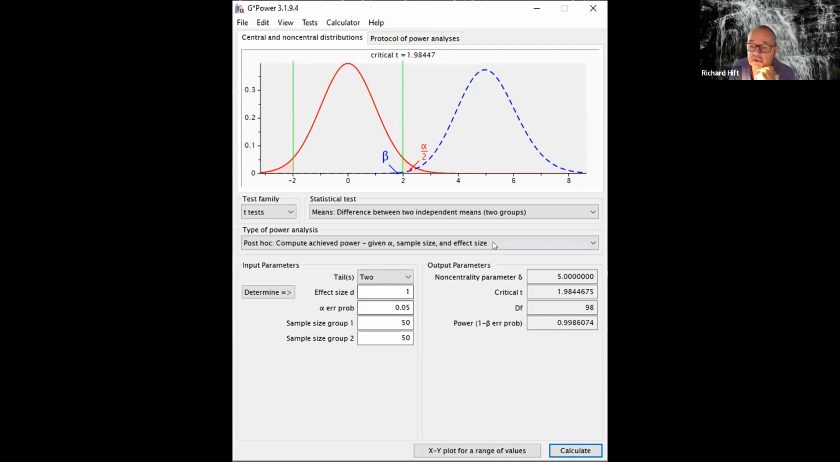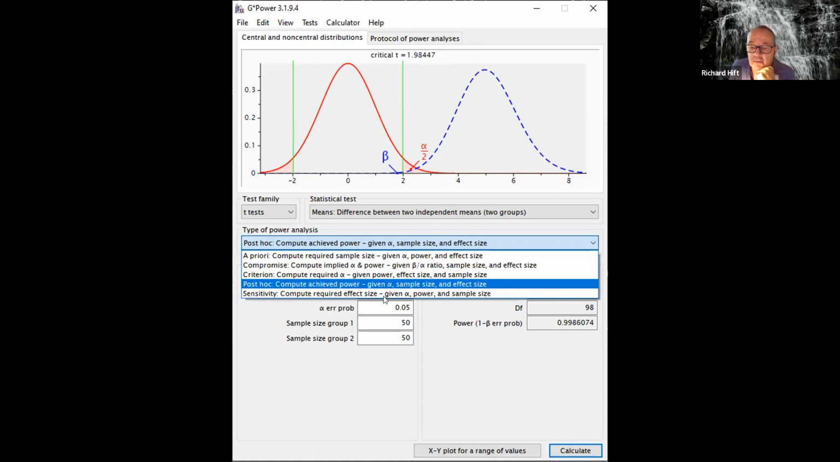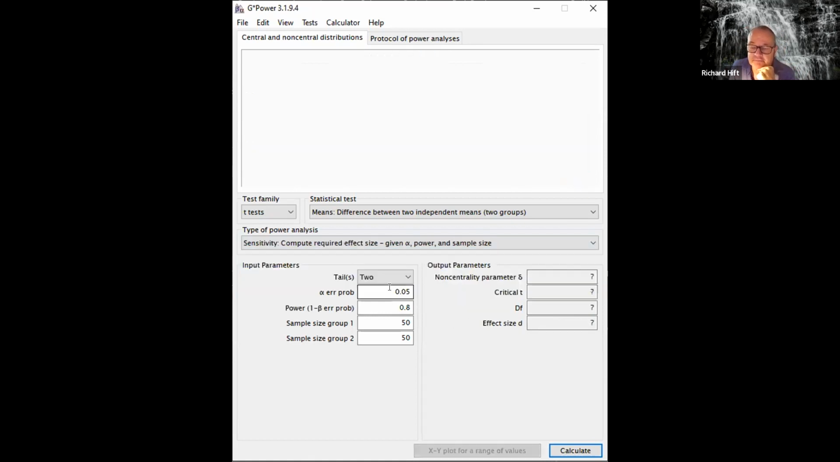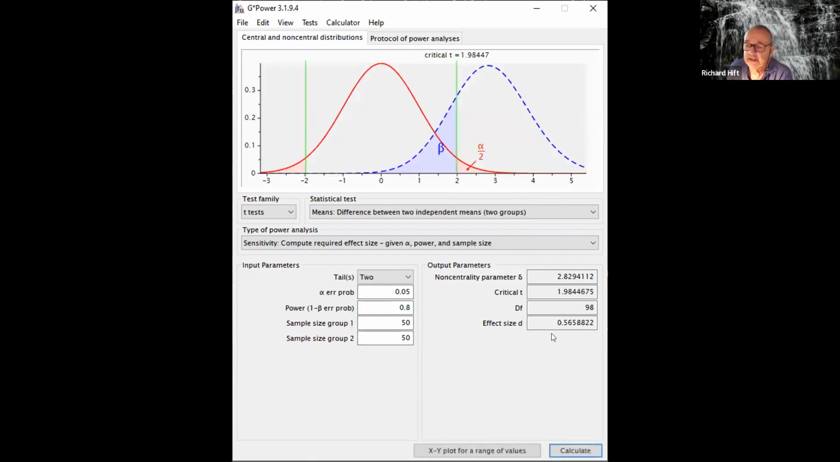And then to end off with, let's just look at it the third way round. Compute effect size. So again, you come to me and you say, I want a power of 0.8. I've got a sample size of 50 and 50. What difference would I be able to show? And I'll be able to tell you, you'll be able to show an effect size D of 0.56. In other words, a moderately large difference.